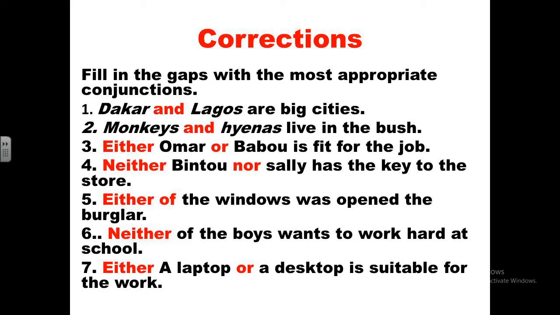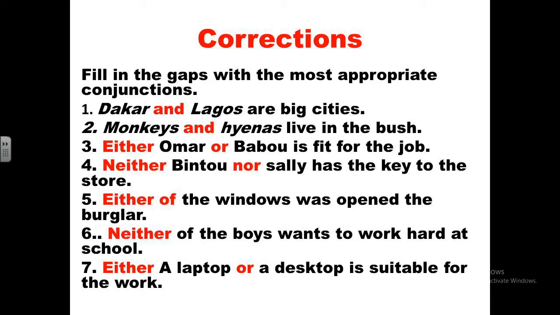Number 3, either Omar or Babu is fit for the job. So the first dash was filled by either, and then the second one is filled by or. Now, neither Bintu nor Sally has the key to the store. Neither and nor fill the two gaps.